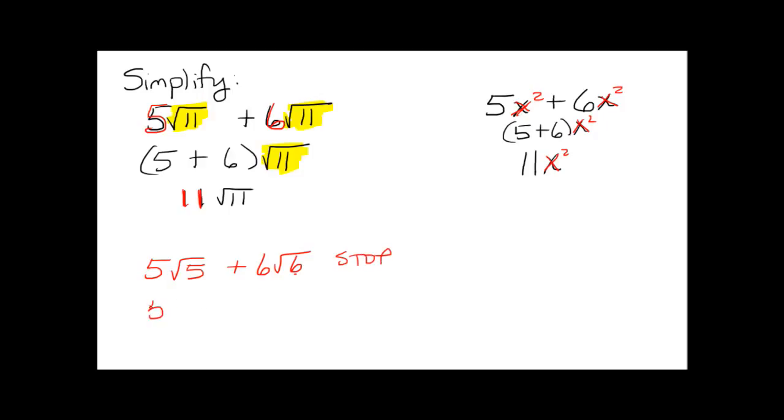Another example, what if I had 5 times the square root of 5 plus 6 times the cube root of 5? Sorry, I meant the cube root of 5, excuse me. So everything else is the same about the radical except the index. And even that is enough to mess it up.